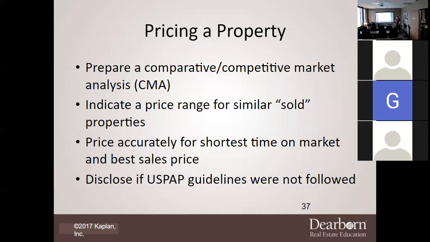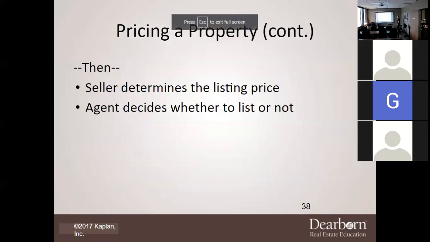Now, next thing is you have to disclose if the USPAP guidelines were not followed. If you're not going to follow the USPAP guidelines, you have to state those as well. And then after you've done that, the seller, you see here, the seller determines the list price.